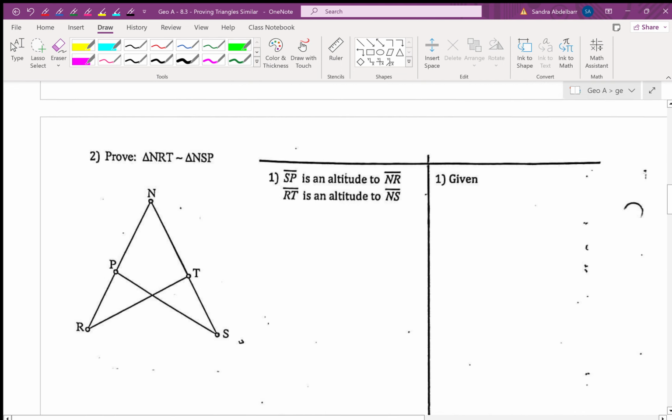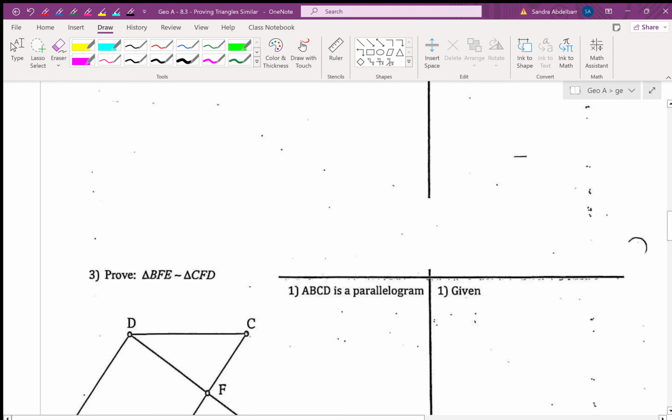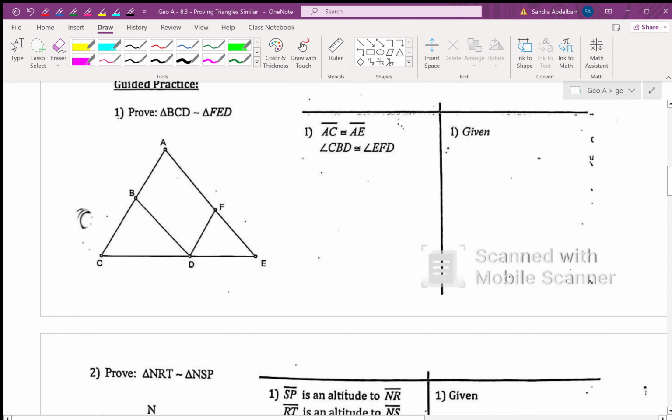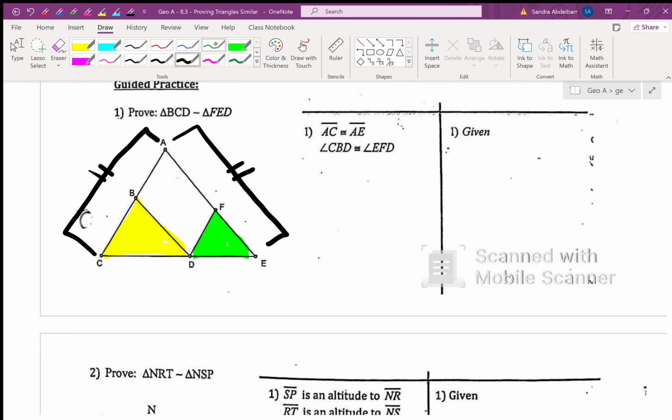All right, so let's try a proof. We want to prove triangle BCD, so that's this triangle, to be similar to triangle FED, this triangle. We are told that AC is congruent to AE, and angle CBD, this angle up by B, which I'll call angle 1, is congruent to angle EFD, which I'll call angle 2. Now, in order to prove the two triangles similar, do we all agree it is angle-angle? We need two sets of angles. How many pairs of angles do we have right now? One.